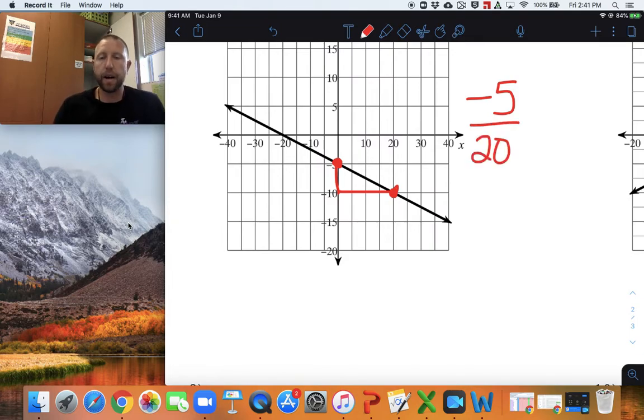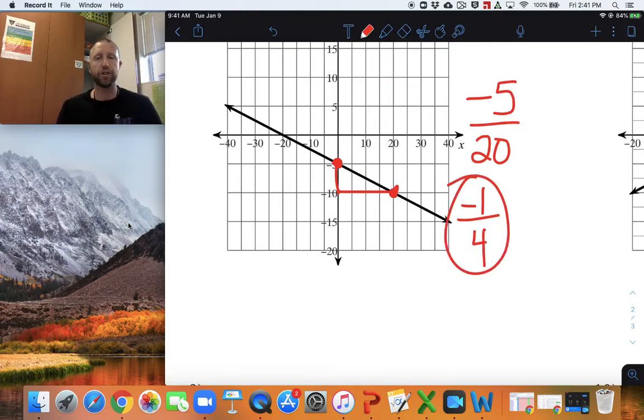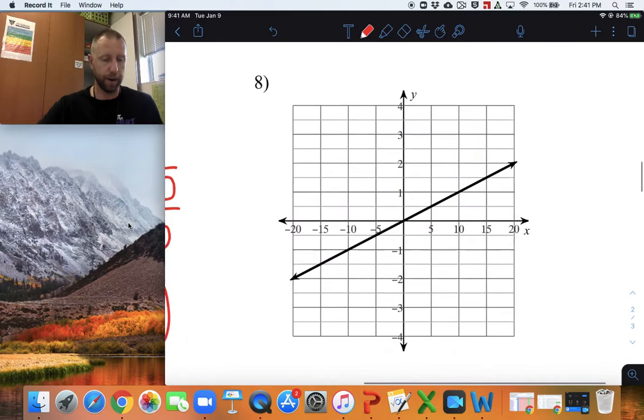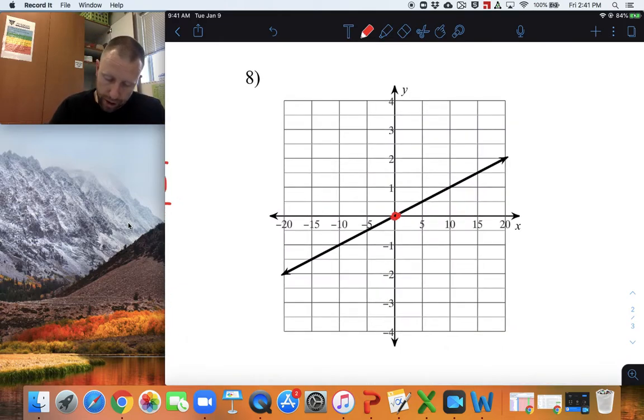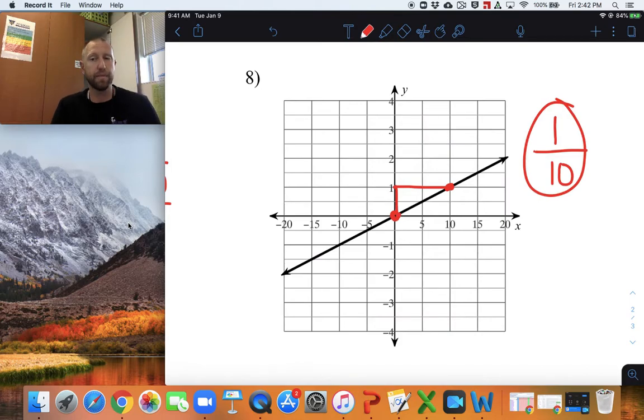Okay, 5 does go into 20, so I can simplify this. 5 goes into itself once, so I'll change that numerator to a -1, and 5 goes into 20 4 times. So that fraction simplifies down to -1/4. Number 8, I'll start at the origin again, and then I'll use this other point. So my triangle goes up 2 lines, but again, I can see it's counting by halves, so really I went up 1. And my run, I go over 2 lines, but they're counting by 5s, so really I went over 10. And that can't be simplified.